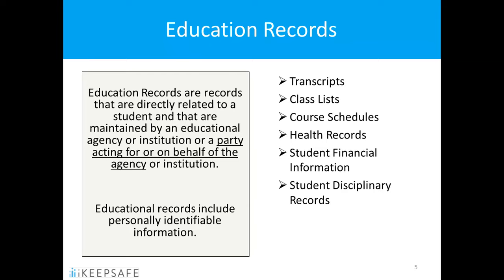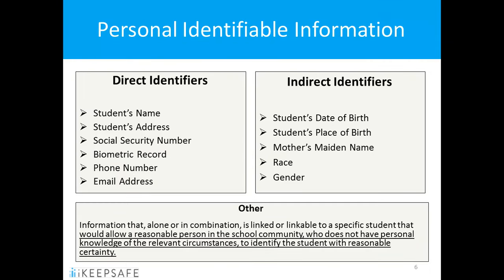Take a look at some of the examples of educational records that I've listed on the screen. Examples range from transcripts to class lists to student financial information. I also want to point out at this point in time that educational records include personally identifiable information.